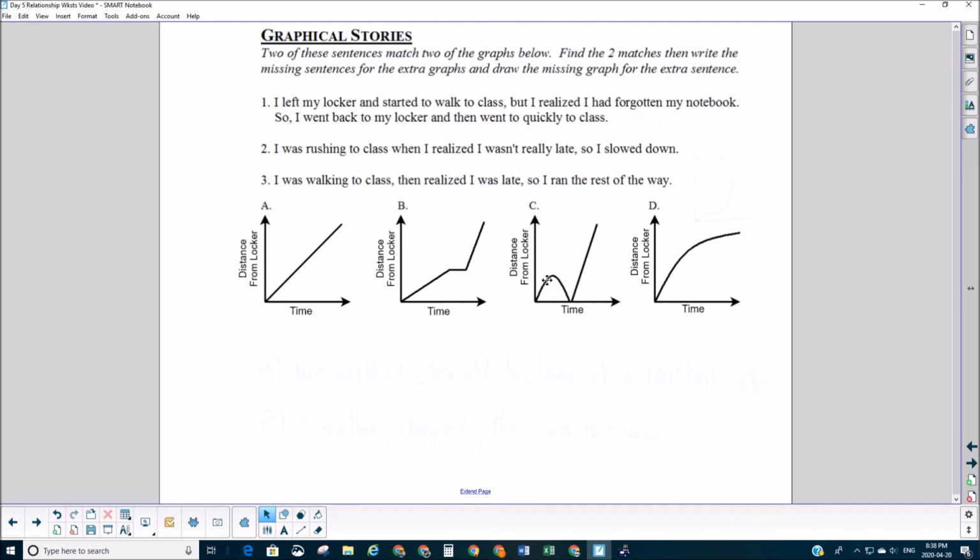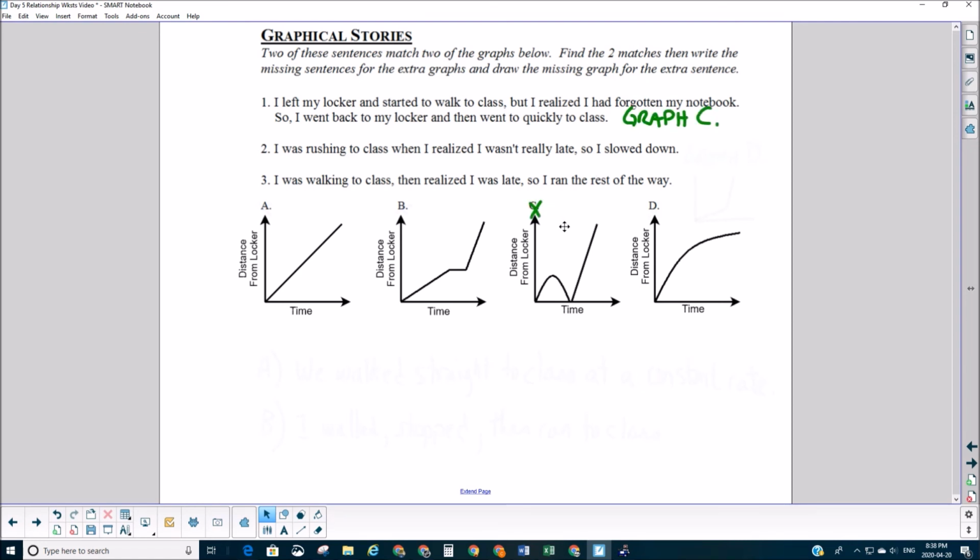You were walking and then realized you forgot something, so you come back. So your distance from your locker comes back to 0. Maybe you got 10 meters away, but then you come back to 0 meters because you're back at your locker, and then you realize you better go quickly to class because you don't want to be late, so you race off to class. So that means this one is C. So we can take that off.